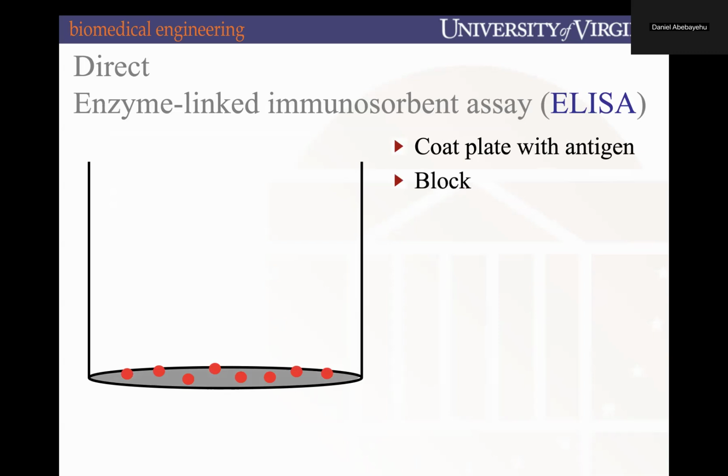You'll block because we don't want non-specific binding. You'll add primary antibody. In the case of antibody production, you might take different hybridomas and the antibodies they produce and use them in different wells to see which one binds best to our peptide of interest. And so that's in the case of antibody production.